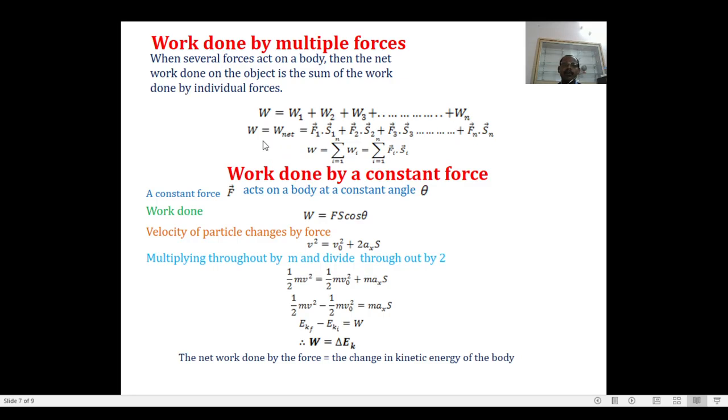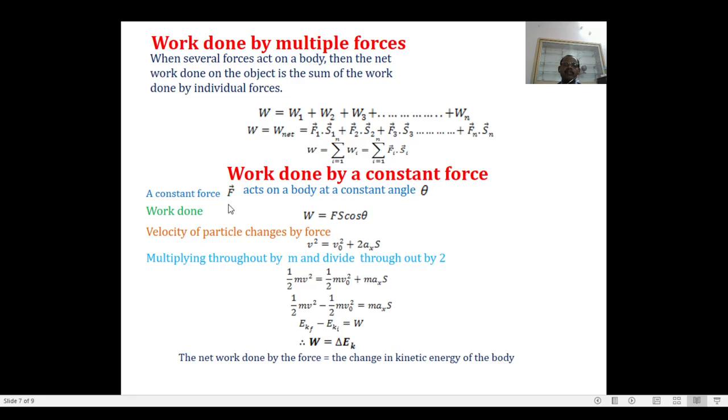Then net work done W is equal to vector F1 dot vector S1 plus vector F2 dot vector S2 plus vector F3 dot vector S3 plus so on plus vector Fn dot vector Sn. Now we can also write it as summation: W is equal to sigma i equals 1 to n of Wi. Now this is also equal to sigma i equals 1 to n of vector Fi dot vector Si. Work done by a constant force.